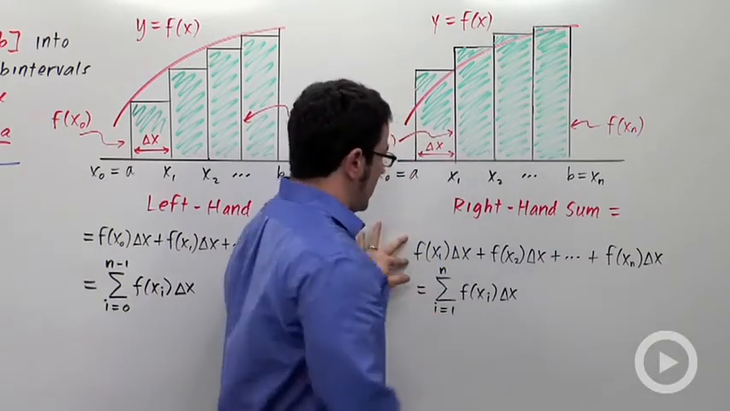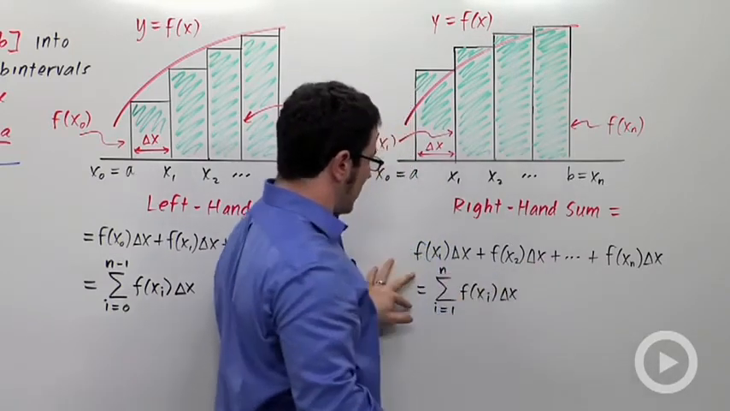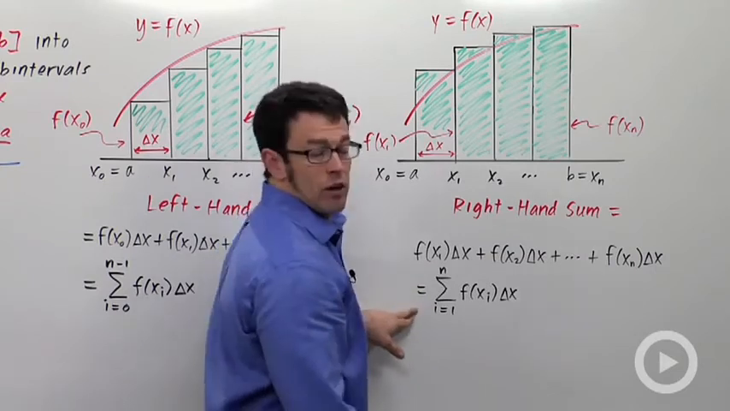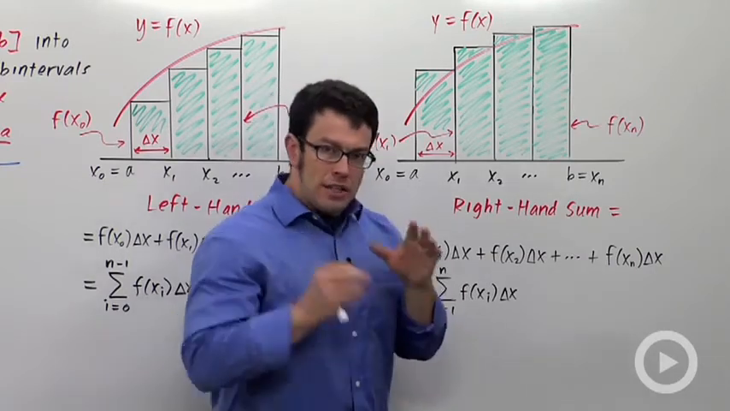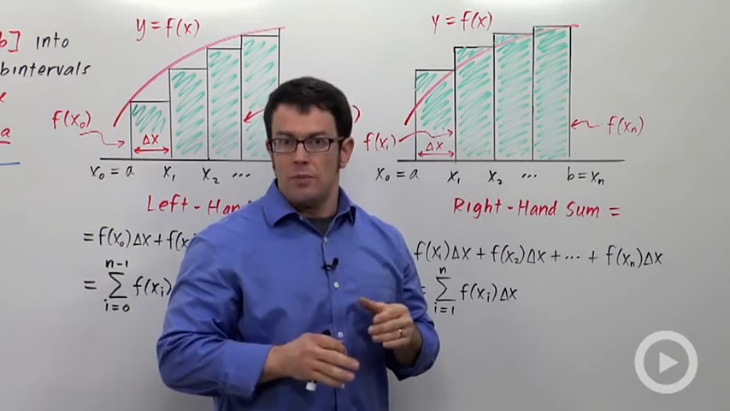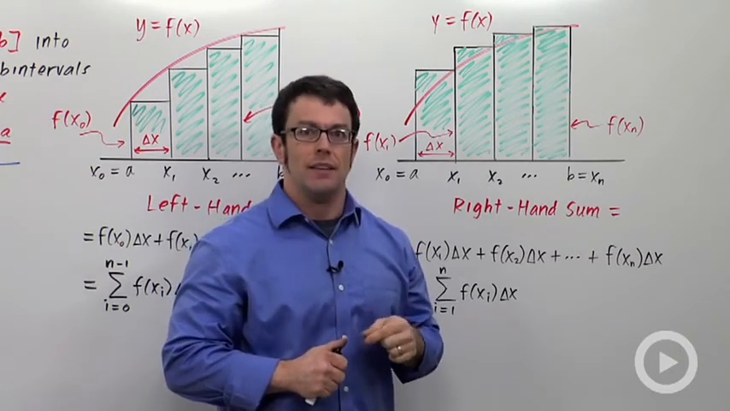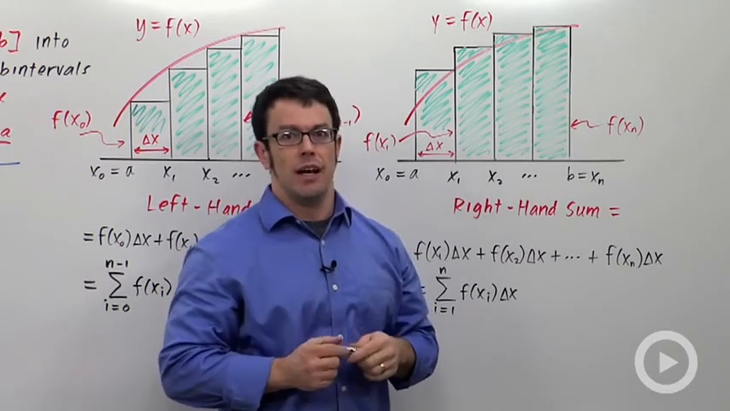A lot of times I'm going to write it in expanded form like this, so you don't have to worry about the sigma notation. But your teacher may care about this. Anyway, these are both kinds of rectangular sums or Riemann sums that are used to approximate the area under a curve, and this is a very important concept in calculus.